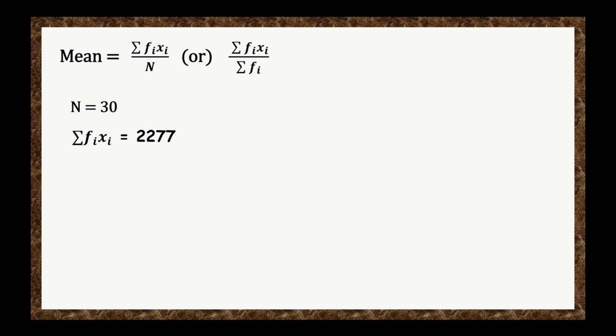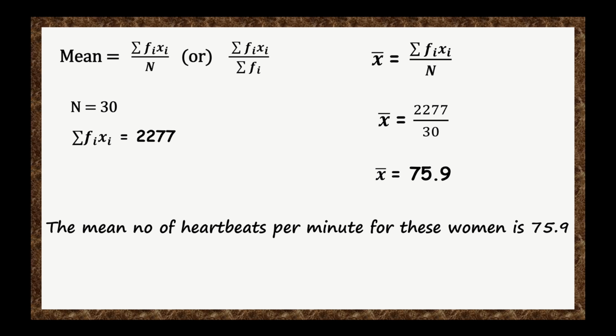Now let us substitute all these in the formula. X bar is equal to summation fi xi by capital N. We represent mean as x bar. So substitute the values. X bar is equal to 2277 divided by 30. If you simplify, you will get x bar is equal to 75.9. We got mean is equal to 75.9. So the conclusion statement is: the mean number of heartbeats per minute for these women is 75.9.